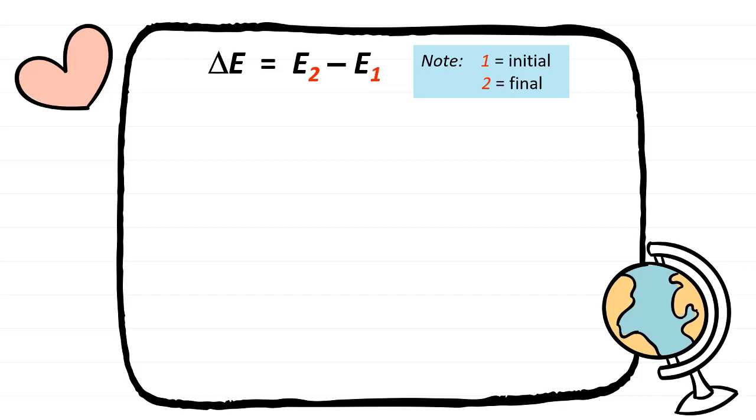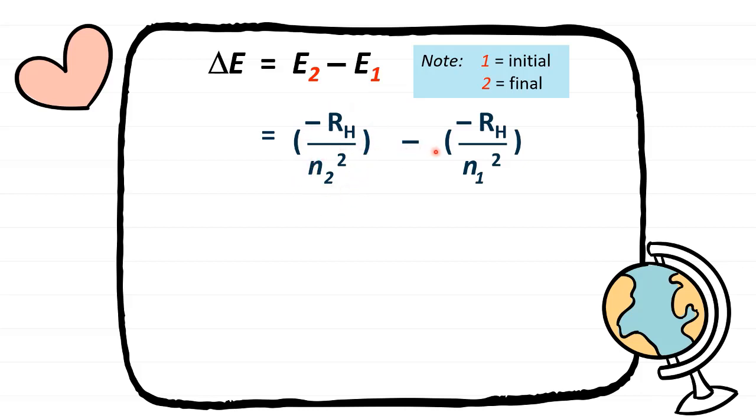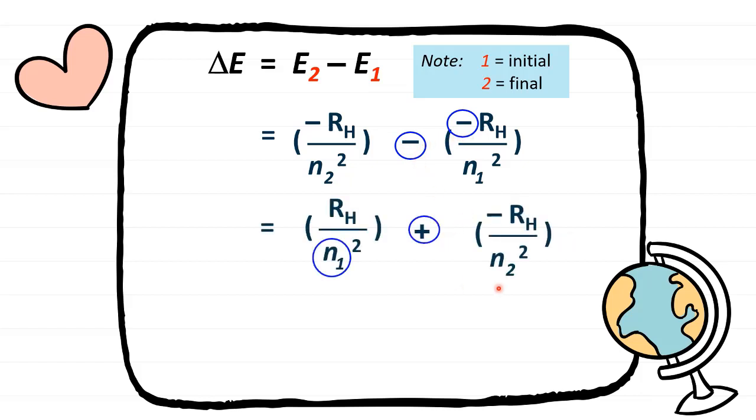E2 is the n equal to 2 and E1 is the n equal to 1, we're going to substitute the second postulate equations we have discussed into these equations. So we could see in here we have negative RH times 1 over n2 to the power of 2 minus negative RH times 1 over n1 to the power of 2, as suggested by this E2 minus E1. But then we could see in here we have negative and negative, meaning we're going to get positive, and then we're going to substitute in here.